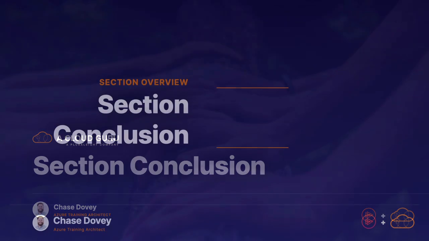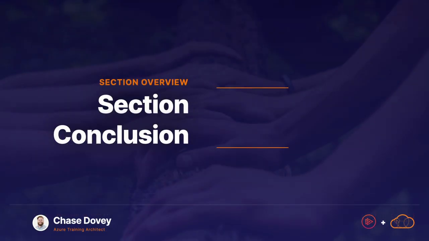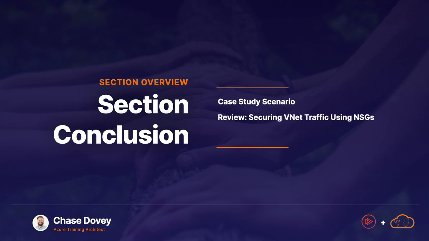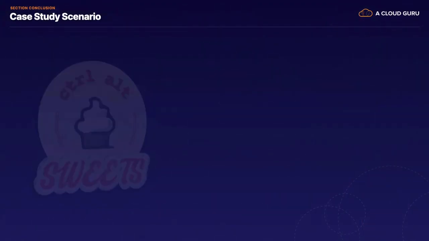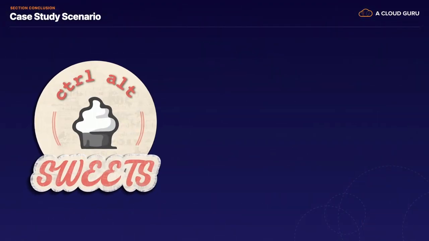And in this section conclusion, we're going to make it fun by wrapping up with a case study scenario that's going to help us review securing virtual network traffic using NSGs, which we learned about in this section. And we're going to use it to review monitoring NSG traffic. So let's get started with our Control-Alt-Suites organization that we're familiar with here.